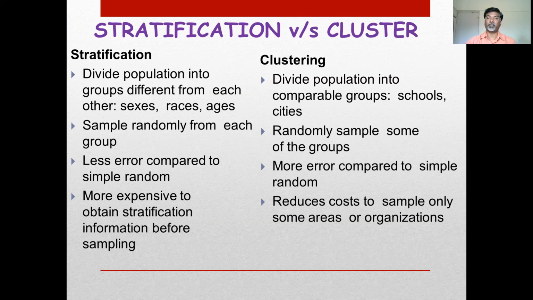Here we randomly sample from each group. Get it? So here, what we are doing is selecting members randomly from each strata, but in a cluster we are selecting groups randomly from the available clusters.